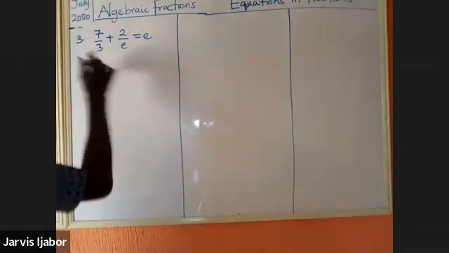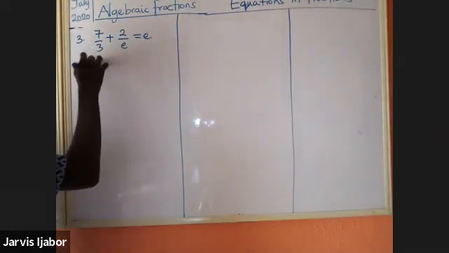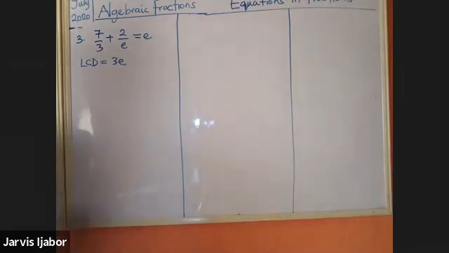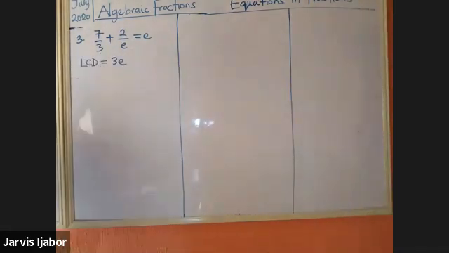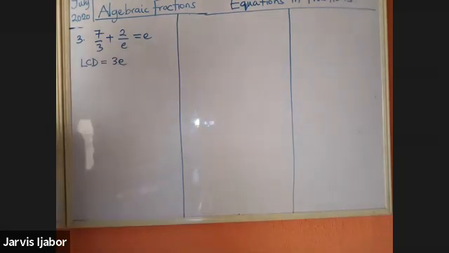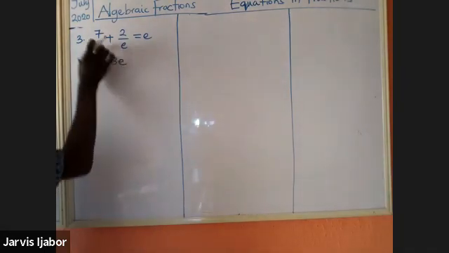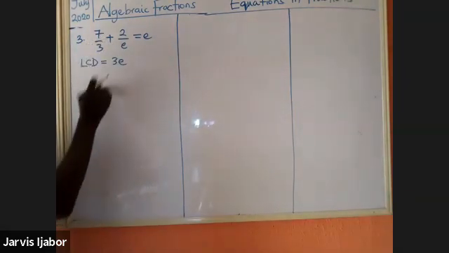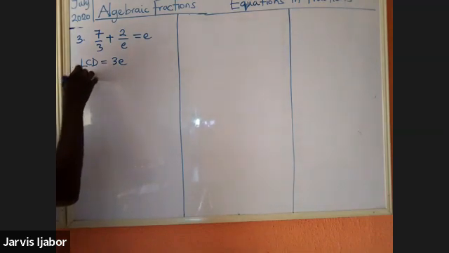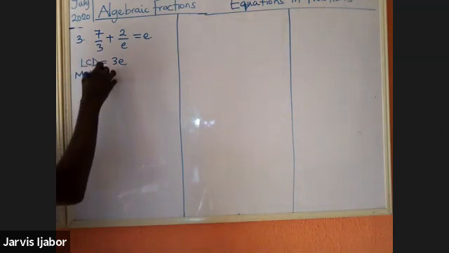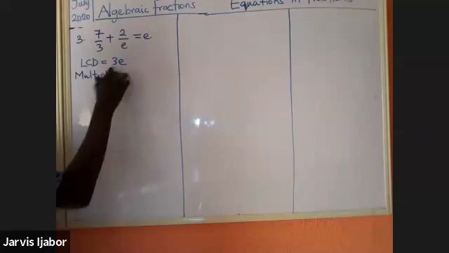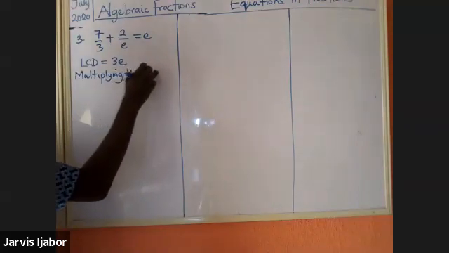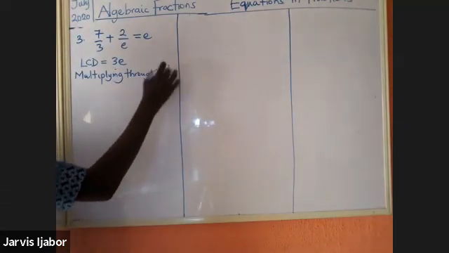The LCM here, LCM or LCD, is equal to 3E. How? This is the denominator here, this is the denominator here. And then you multiply through by the LCD. And if you multiply that here, you're going to get, so you multiply through.